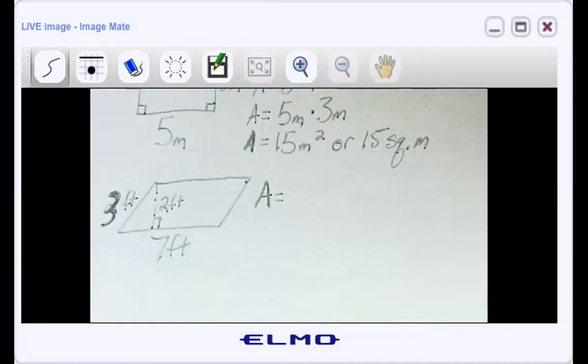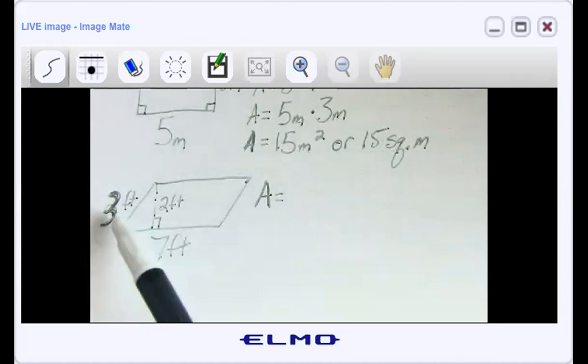Feel free to send it to me when you got it. What's the area of this shape? You're supposed to be sending it to me in the chat, everybody. Yay! Yes, it's 14 square feet.